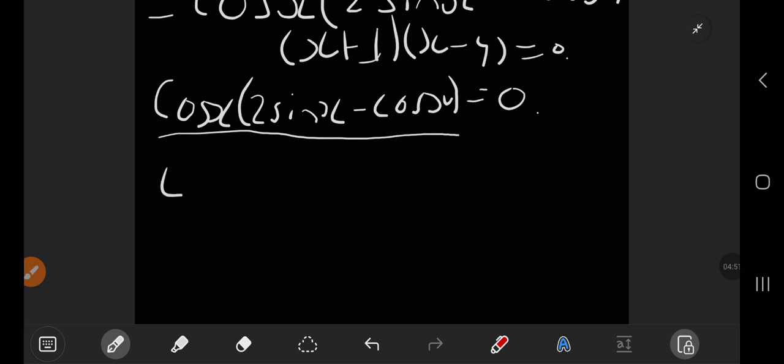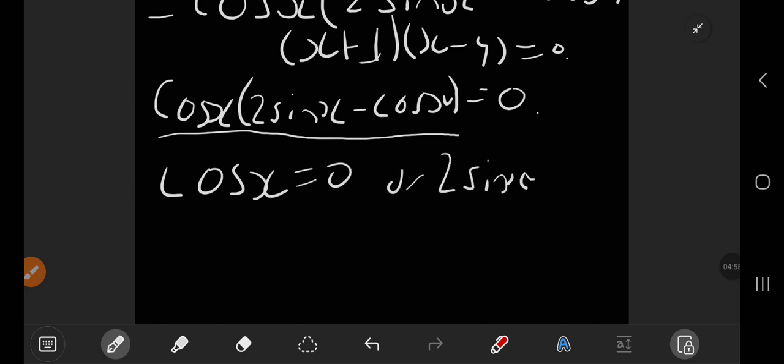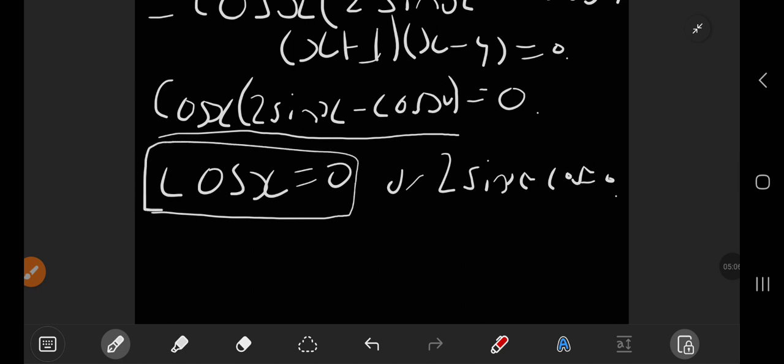So it's the same thing that happens here. I'm just going to say cos x is equal to 0, or 2 sine x minus cos x is equal to 0, right? Okay, now can you see that here we have a single trig ratio? This is a single trig ratio because cos x equals 0, but here it's not simplified fully, so we have to break this down.